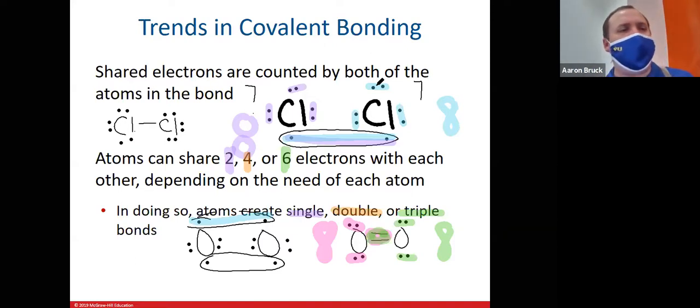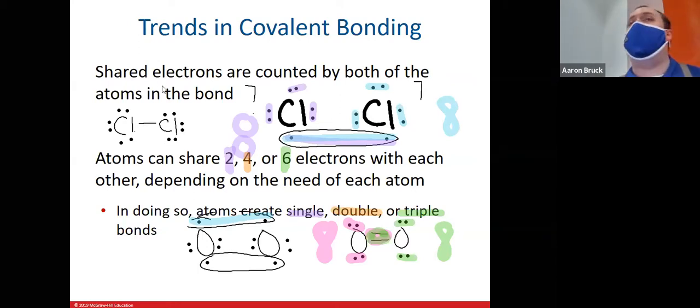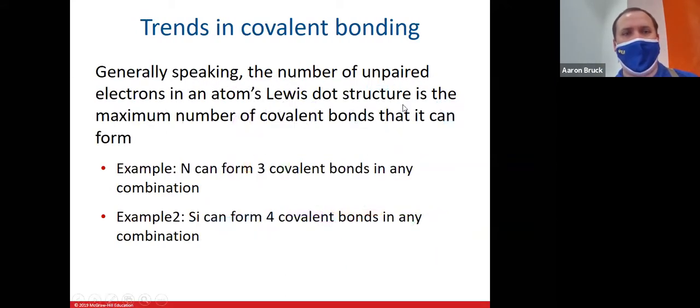So how do we go about doing this for ourselves? How do I look at a chemical formula and know exactly what the bonding is going to look like in that molecule between those atoms? Well, the general process here is relatively simple. If I look at the Lewis dot structure for a given atom, the number of unpaired electrons in that dot structure is going to be equivalent to the number of bonds that it's going to make.